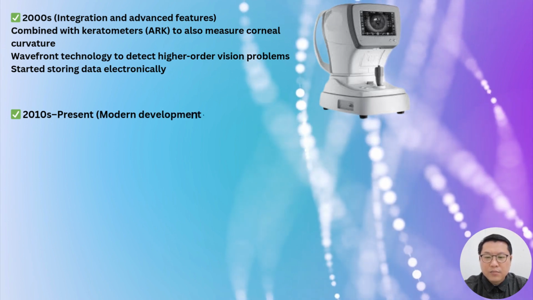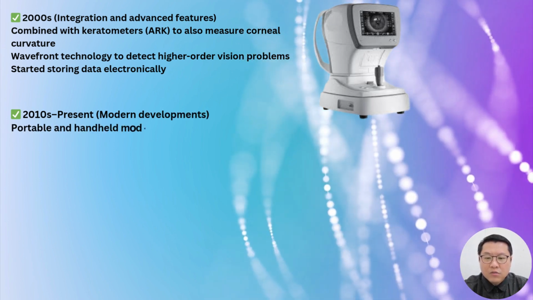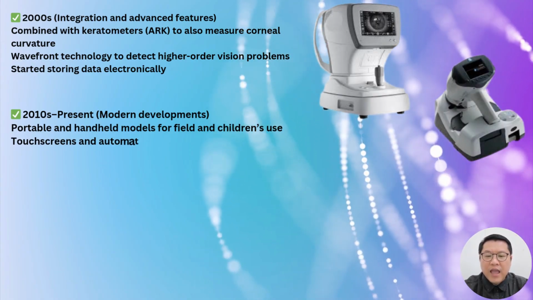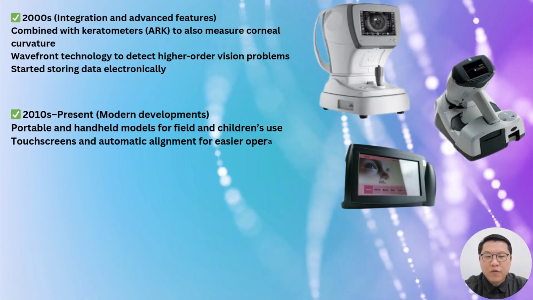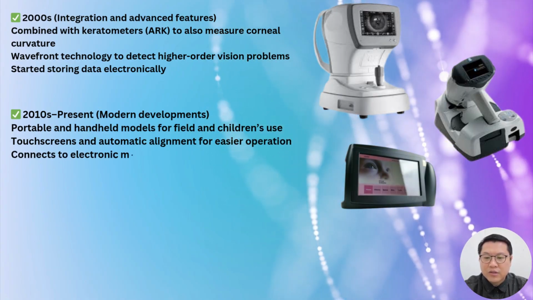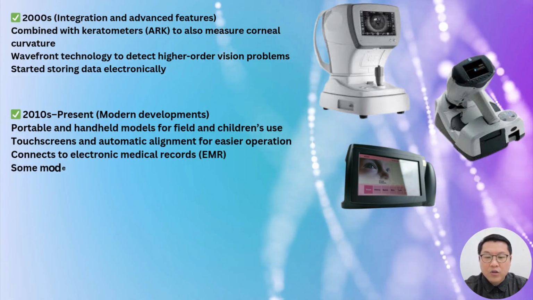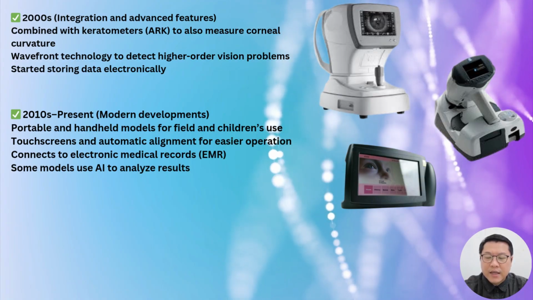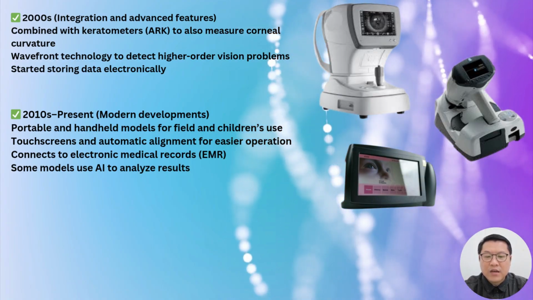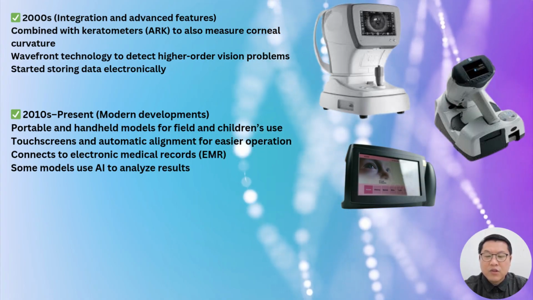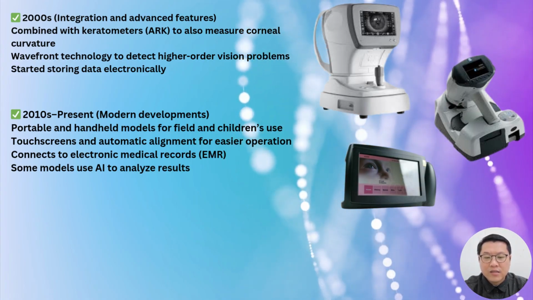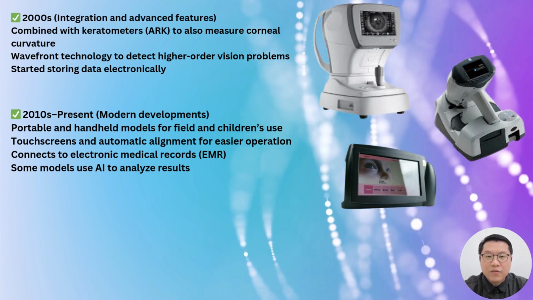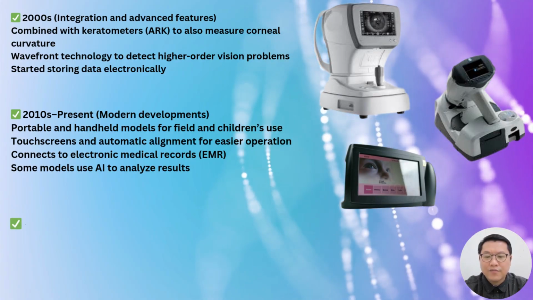In 2010s, present model development. Autorefractor has become more advanced. We now have portable and handheld versions, especially used for field work and examining children. Features like touch screen, automatic alignment, and voice prompt make the device easy to use even for beginners. Many models now connect to electronic medical record (EMR). Some even use AI, artificial intelligence, to assist in interpreting the result. This update has made autorefractor more user-friendly, efficient, and clinically powerful.